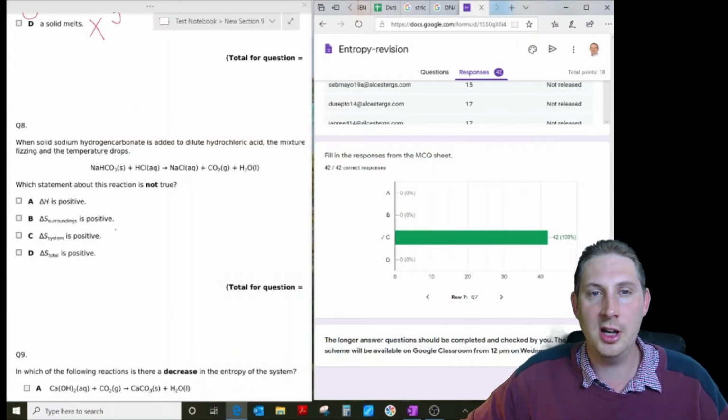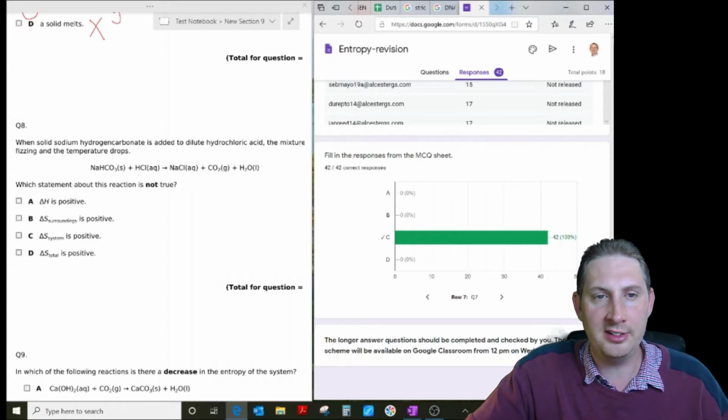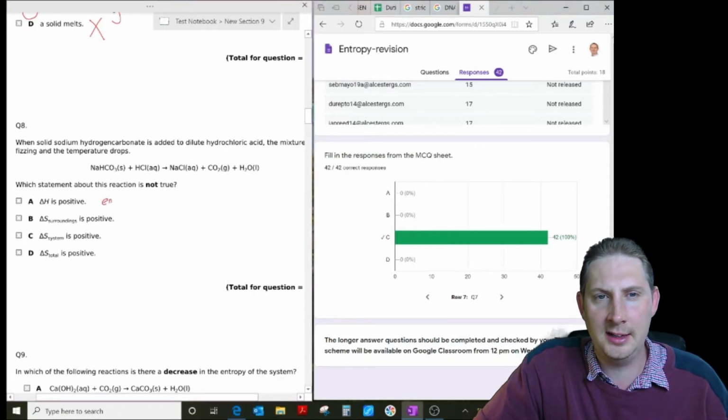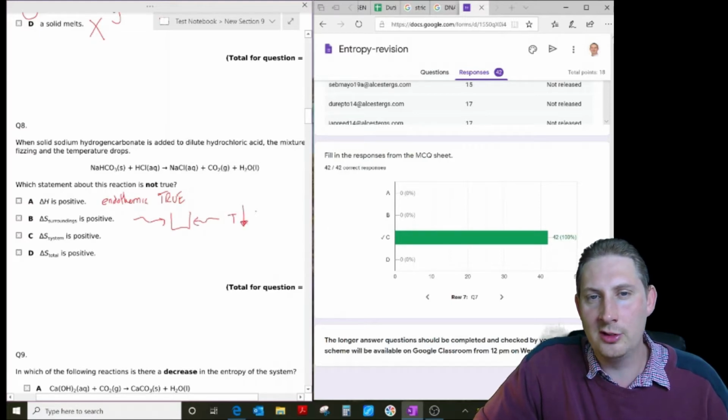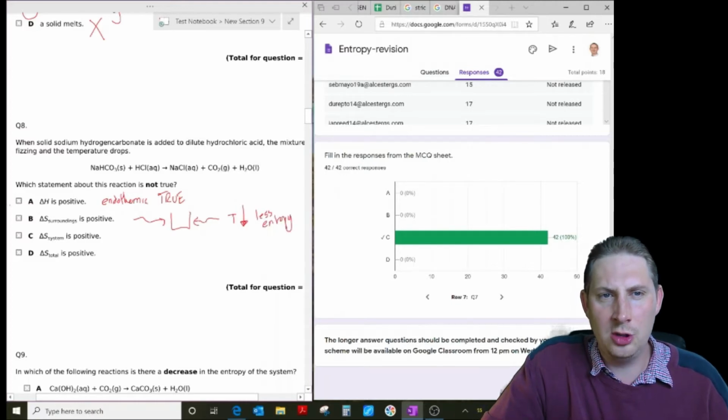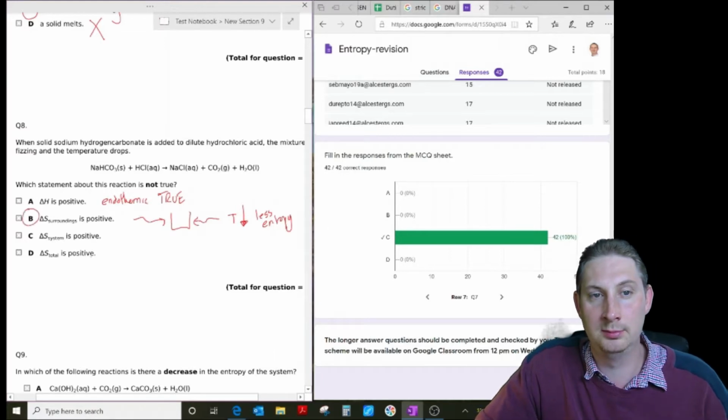When solid sodium hydrogen carbonate is added to dilute hydrochloric acid, the mixture starts fizzing and the temperature drops. Which statement about this reaction is not true? Well, delta H is positive. Yes, that means endothermic. So the temperature would drop, so that is true. If that is true, then that is sucking in energy from the surroundings into the system. So the temperature of the surroundings goes down, and therefore it has less energy and less entropy. So that is not true. Definitely B is not true.